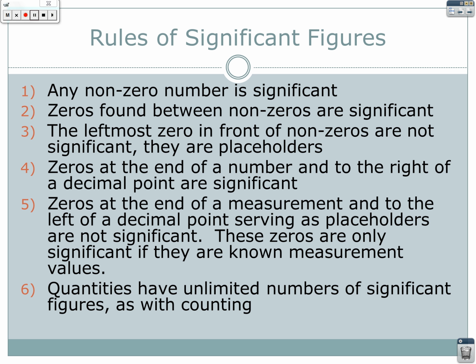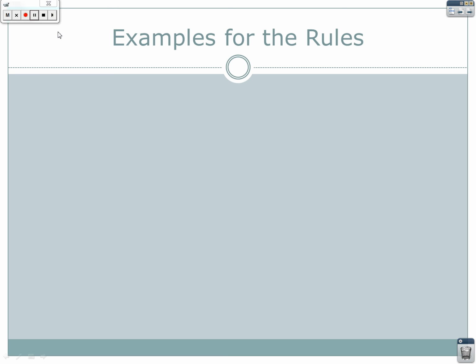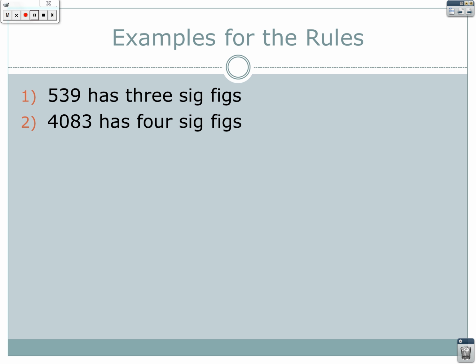Quantities can have unlimited numbers of significant figures, such as counting, for example that I have 12 beakers. So for some examples, 539 has 3 sig figs. Those are all non-zero values, so all 3 of those digits are significant. 4,083 has 4 significant figures. That 0 is sandwiched in between 2 non-zeros, and so it is significant.